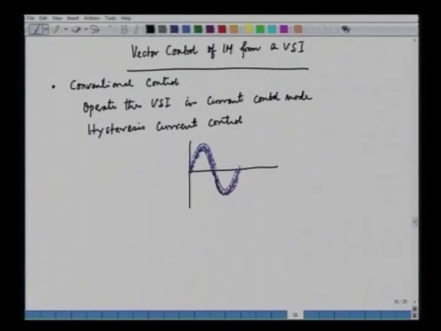Now, if we want to operate the inverter in constant switching frequency mode, what we do is we operate the inverter not as a current controlled VSI, but as a VSI. So, this is called a current controlled VSI.